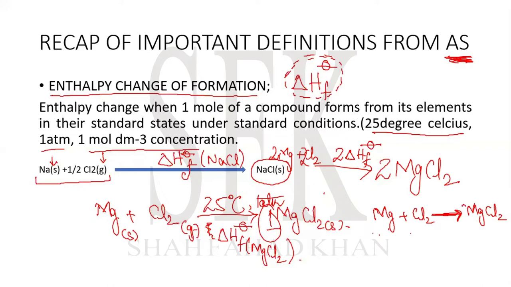But if I multiply the entire equation by 2, that would mean that we've got now 2 moles of the product, okay? 2 moles of the product would mean that the enthalpy change of this reaction is going to be twice the enthalpy change of formation of magnesium chloride. So this is what I was telling you, because it is actually the enthalpy change when 1 mole of a compound is formed from its elements in the standard states under standard conditions.